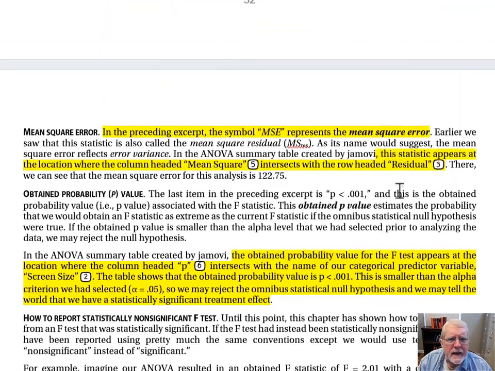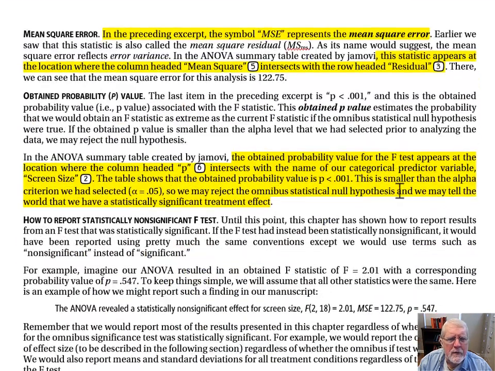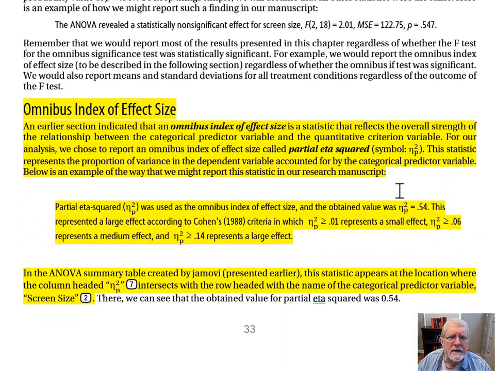You have heard me say, I'm on page 33 now, toward the bottom, statistical significance is worth reporting, but it's just one of the big three results. The big three results are statistical significance, confidence intervals, and effect size. So we've got the statistical significance for the treatment effect.